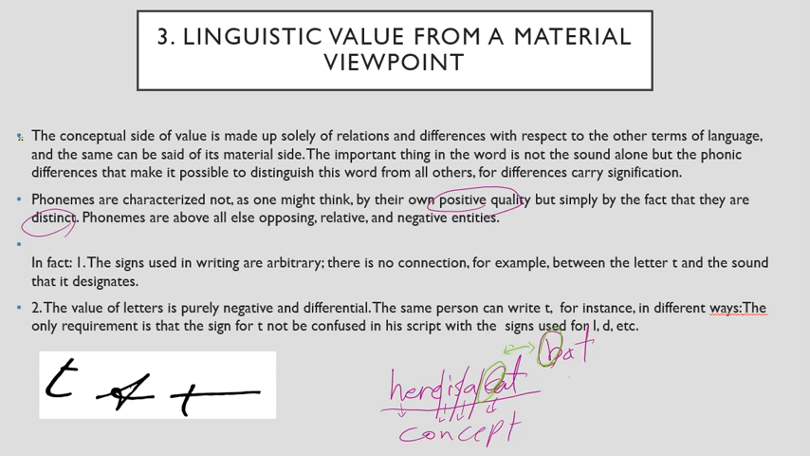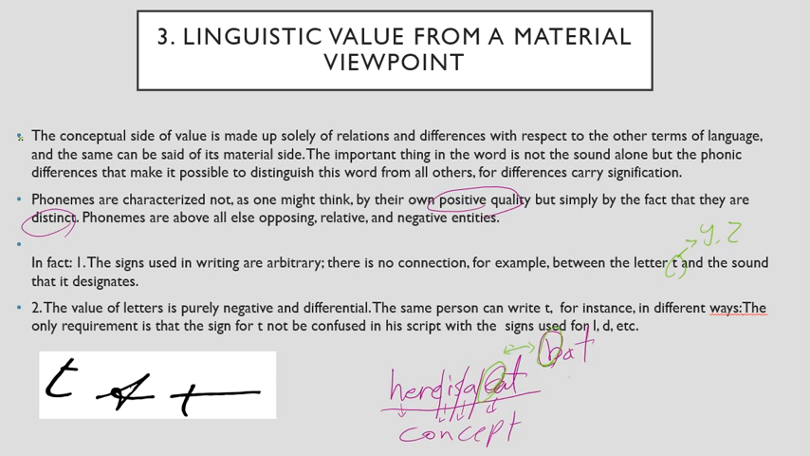And this applies to writing as well. Saussure mentions writing here briefly as well. So the signs used in writing are arbitrary, obviously, because we said that the whole relationship between signifier and signified is arbitrary. There is no connection, for example, between the letter T and the sound T that I make. For example, this could have been D. This could have been Y or something else. Or Z, I don't know. But this is arbitrary. I made it up.